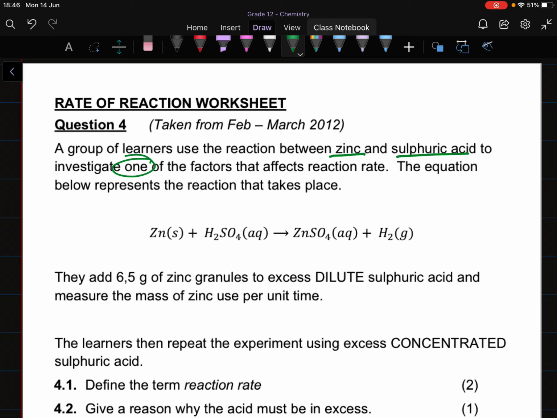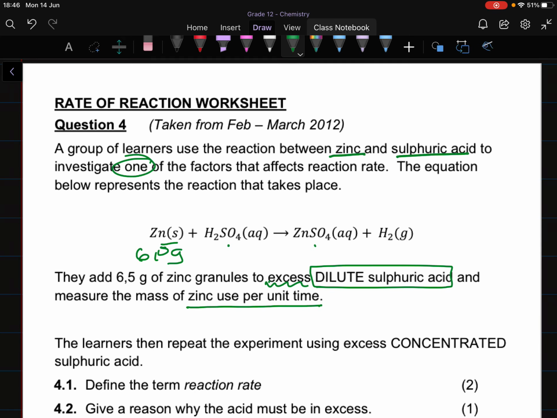The equation below represents the reaction that takes place. So we have zinc plus H2SO4 goes to zinc sulfate plus hydrogen gas. Then they say to you, we add 6,5 grams of zinc granules to excess dilute sulfuric acid. The dilute isn't as important right now as the fact that they said excess. They are telling you straight away that it is the zinc that's the limiting reactant, okay? All the zinc's going to get used up and there'll be sulfuric acid left over.